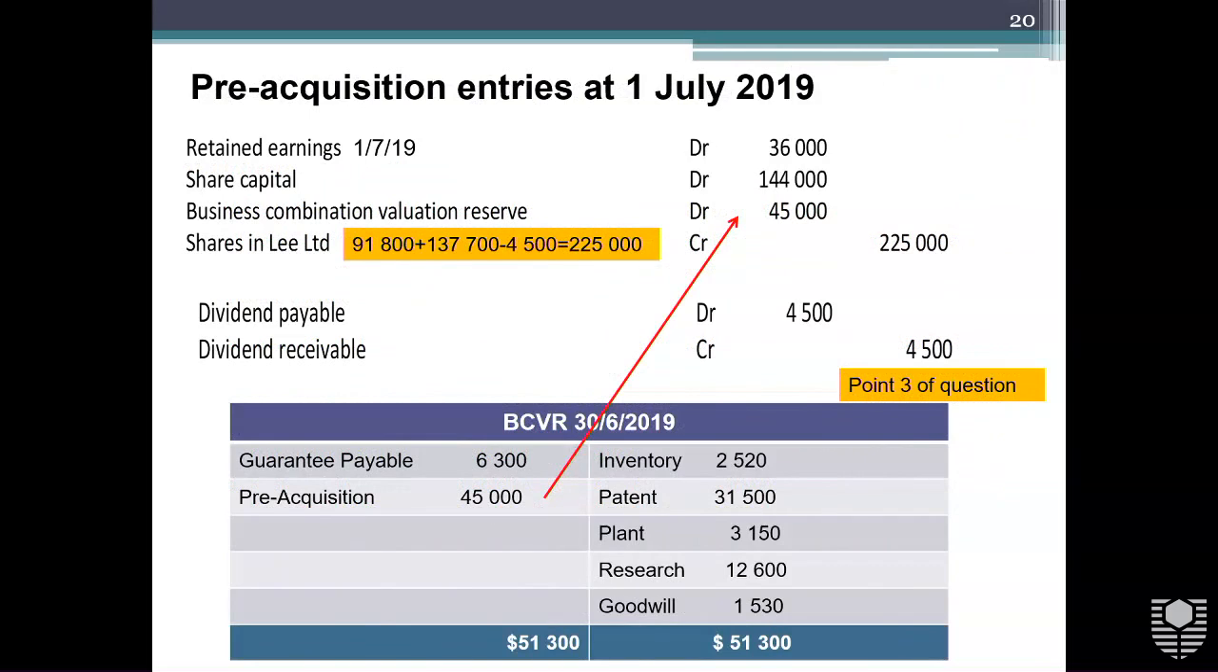That's it in terms of 10.6 and 10.7, so it's quite a lot to go through there. So we've got some intra-group transactions to go through.